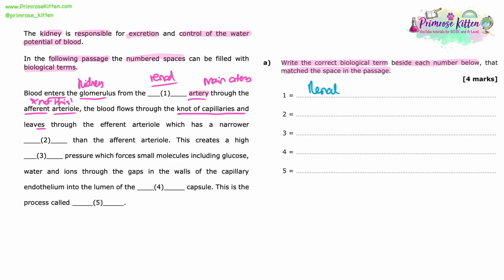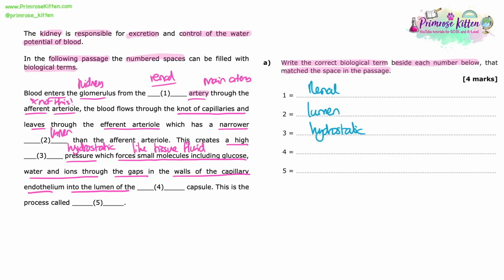Then it says blood flows through the knot of capillaries and leaves through the efferent arteriole, which has a narrower what than the afferent arteriole. So this is where it makes higher pressure because it has the narrower lumen, which is the hole, the space in the middle of the blood vessel. This creates a high something pressure, as I just said, which forces the small molecules, including glucose and water and ions, through the gaps. So what type of pressure is the type that forces these small molecules out? Just like in tissue fluid, it's hydrostatic pressure.